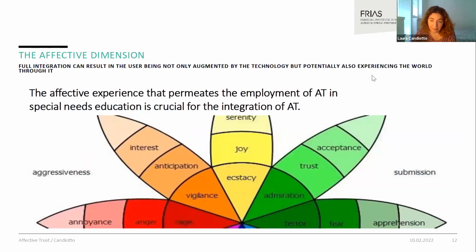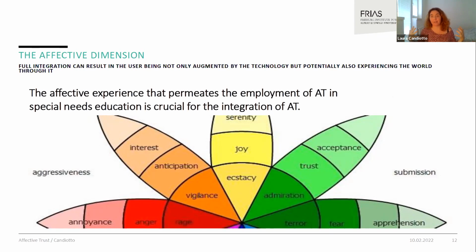So, well, exactly, I think that you can see how these quotes start to disclose the affective dimensions that permeate this interaction between a user and an assistive technology. And so here we have my main claim: that full integration can result in the user being not only augmented by the technology, but potentially also experiencing the world through it.